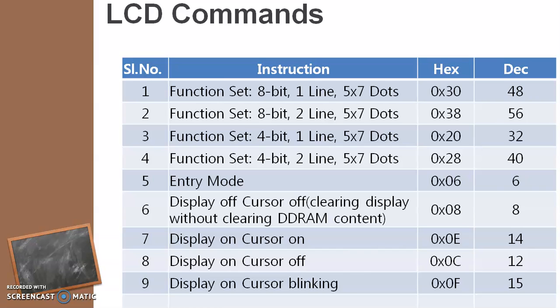Okay, because in the microcontrollers, with the help of the ports, all the devices will be connected. To reduce the number of port line consumption, we can go with the 4-bit. Okay, so that is what it's given. So for which the command in hexadecimal is 20, and if it is 2 line, it is 28.